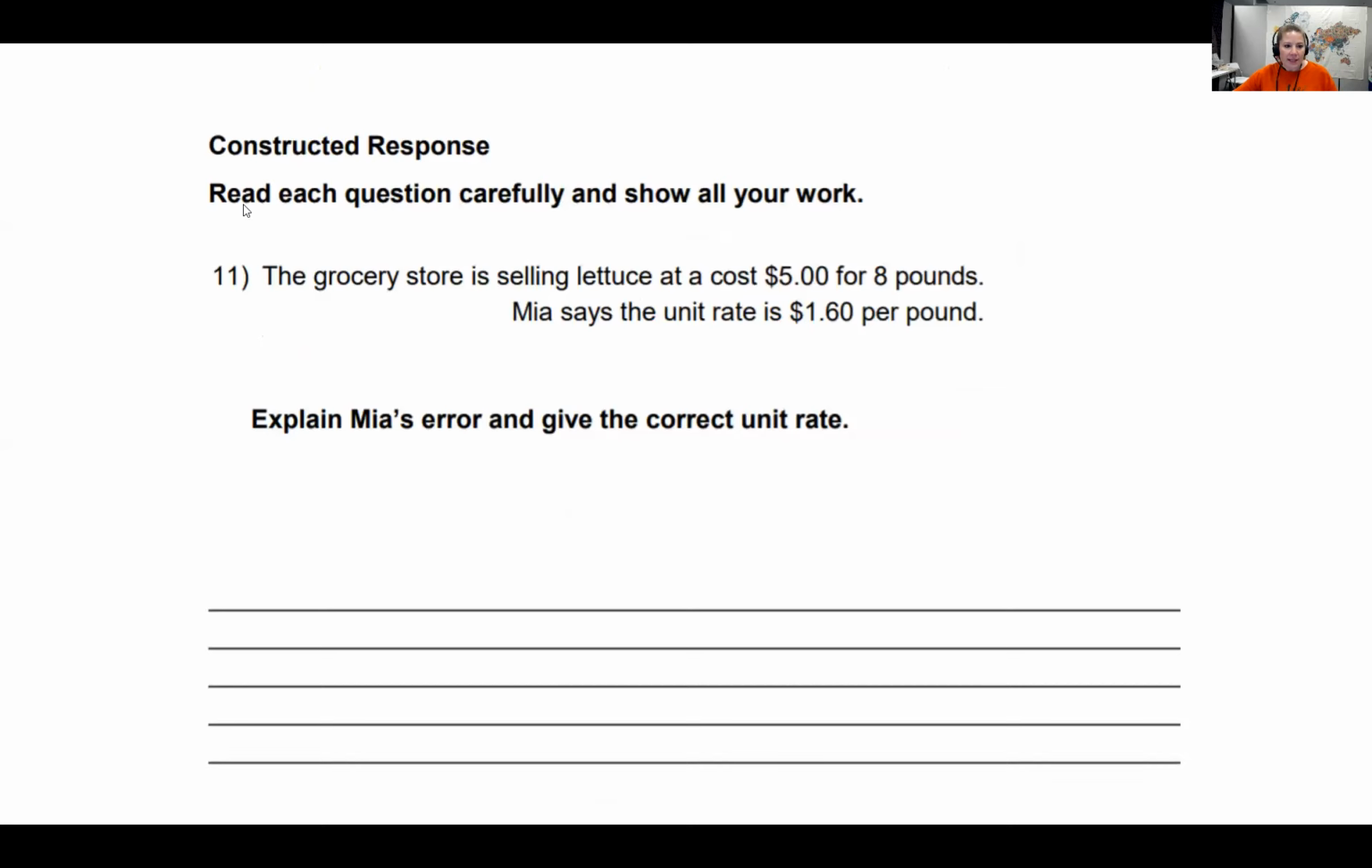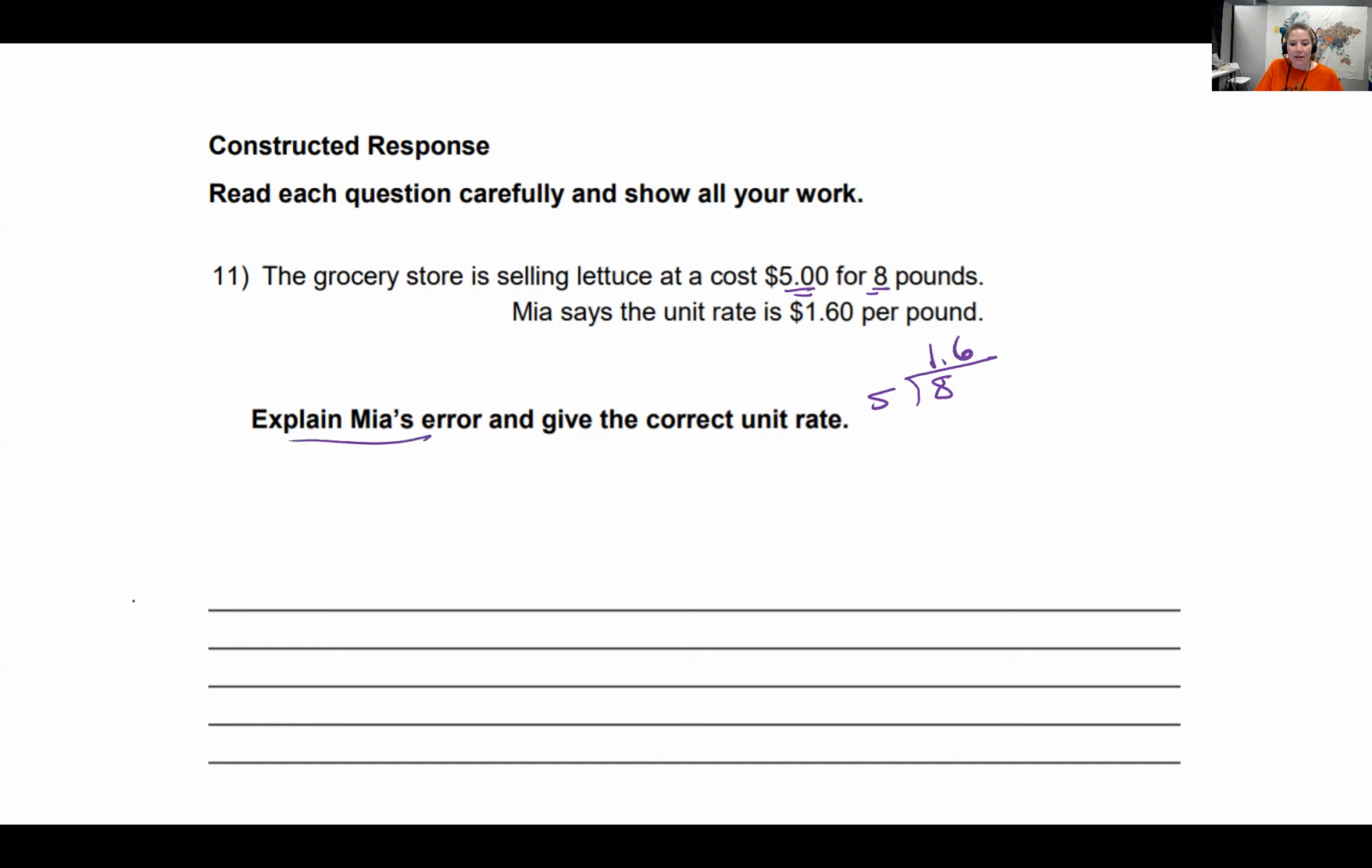Number 11, it says the grocery store is selling lettuce at $5 for 8 pounds. Mia says the unit price is $1.60 per pound. And then it tells us that Mia has made an error. And the question is, what is her error? Well, it looks like Mia did not divide the money by the pounds. It looks like she divided 8 by 5. 8 divided by 5 is 1.6.